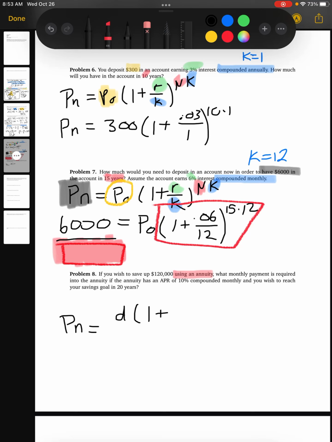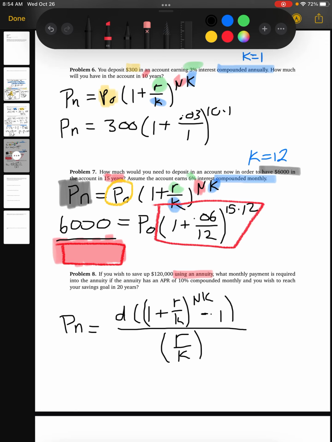So our deposit is 1 plus R over K to the NK minus 1, all divided by R over K. This is why I give you guys formula sheets, because I know that blank out feeling when you just get anxious. All right. So let's talk about what we are going to plug in where into this formula now that we've got it here.